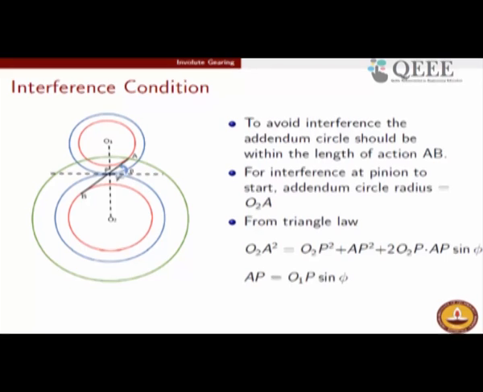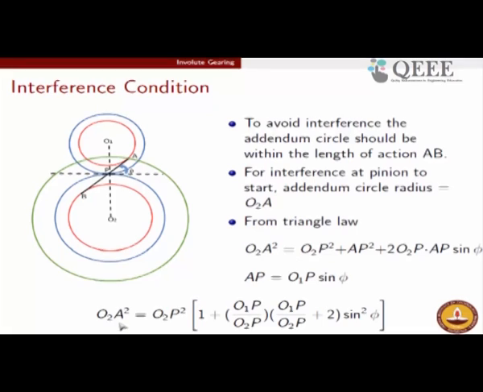If you look at this triangle now, O1AP, this is a right angle triangle because O1A is the radius of the base circle, and AP is the tangent to the base circle. Therefore, AP has to be equal to O1P sine phi, because this angle phi will also be equal to the angle between O1P and AP. So, AP will be O1P into sine phi.